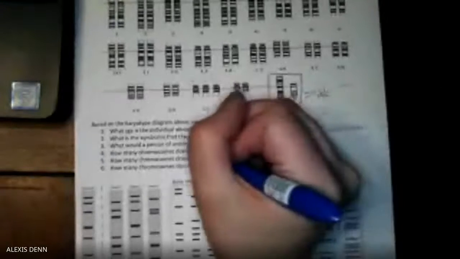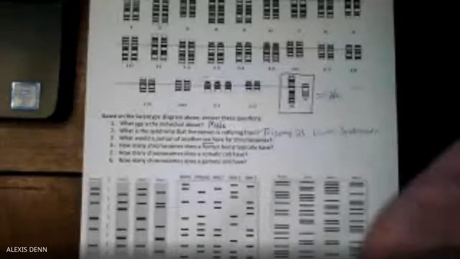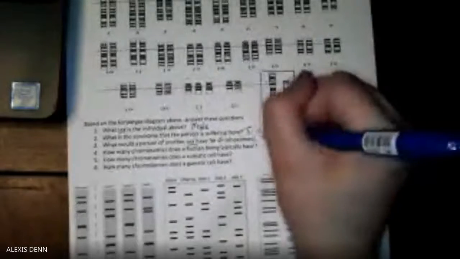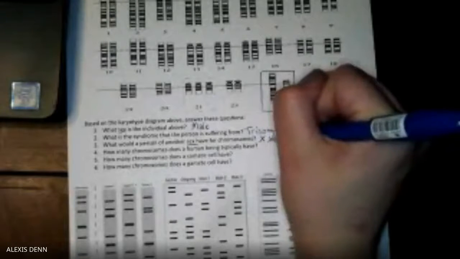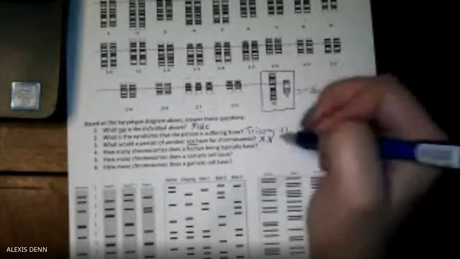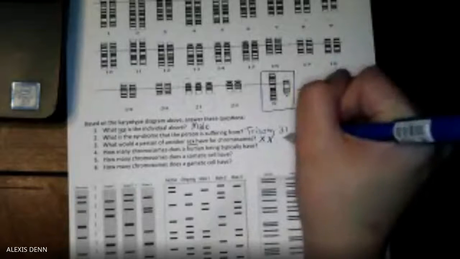What would a person of another sex have for chromosomes? So you have XY and XX. Those are the most common combinations of sex chromosomes. XY is male and XX is female.